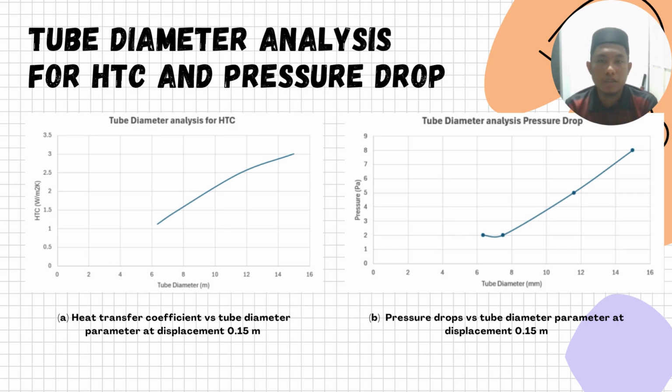So next is the tube diameter analysis for heat transfer coefficient and pressure drop. We can see as the tube is getting bigger, the pressure drop and the heat transfer coefficient are going up, with a slight difference of the pressure drop going down a bit before going up.